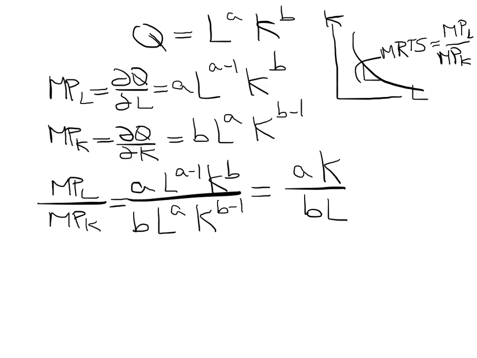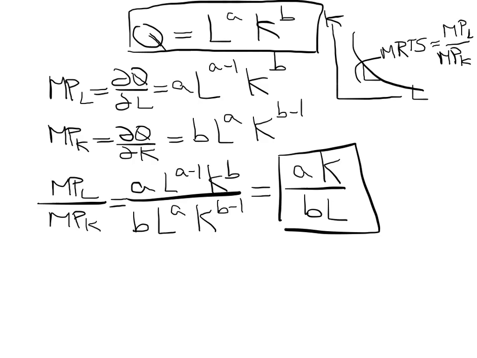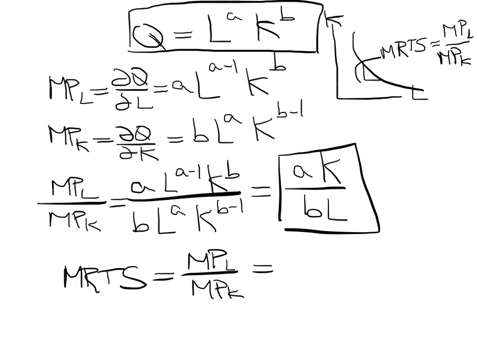rate of technical substitution. When you have a Cobb-Douglas production function like this one, it's always going to be this. So it's a pretty simplified expression for the marginal rate of technical substitution. Every time you have an equation like this one, if you want to find out what the marginal rate of technical substitution is going to be, it's always going to be equal to the ratio of the marginal productivities, which we now proved is always going to be equal to AK over BL.